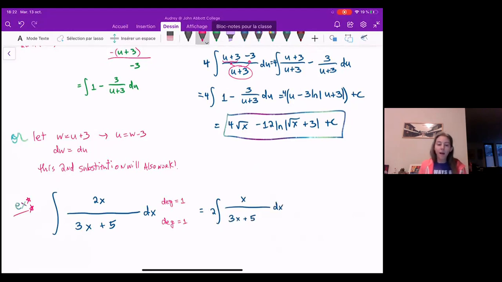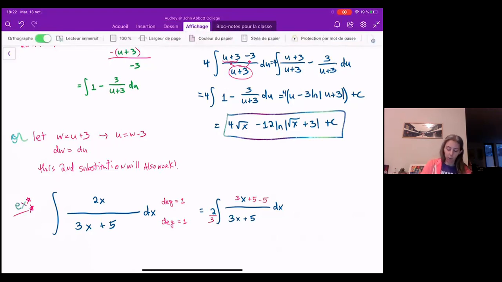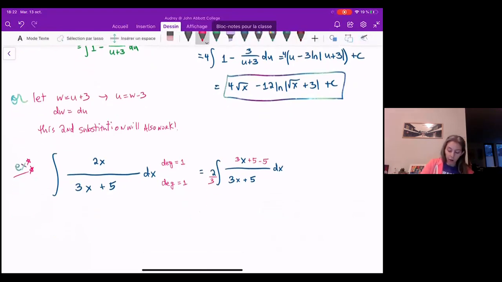Now, I want to have 3x plus 5. So I'm going to multiply by 3 and divide by 3, in the same way that I do when I'm doing a substitution, I multiply and divide by the same number because then I'm multiplying by 1. But then I also want that 5. So I'm going to add it, but then I have to subtract it so that I've just added 0. So then what I get here is 2/3 the integral of 1 minus 5 over 3x plus 5 dx.